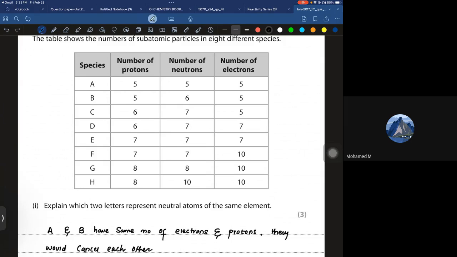So that's called electronic configuration. You know what's the definition of electronic configuration and what we do in electronic configuration? It's the arrangement of electrons in different shells. So that's why the configuration is 2 and 5.